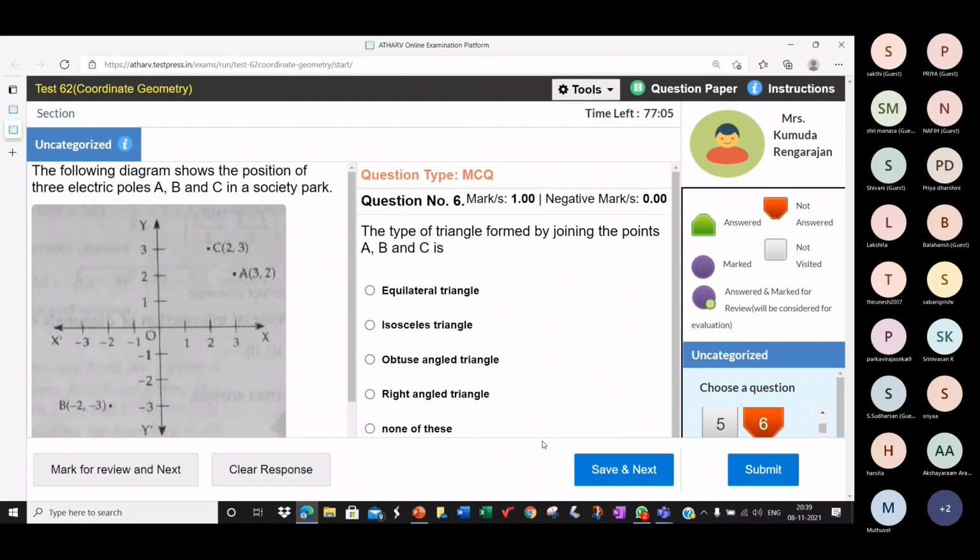Yes, Shakti, is AB equal to BC? One minute, ma'am, I'm doing isosceles triangles. Is AB equal to BC? No, ma'am. One minute, I'm doing. No, ma'am. AB is not equal to BC.